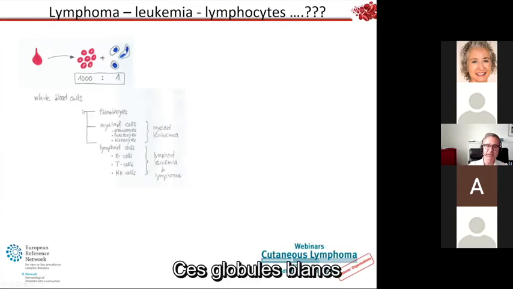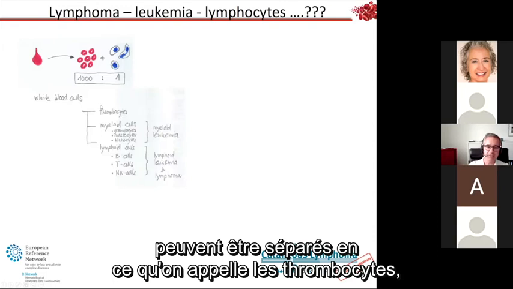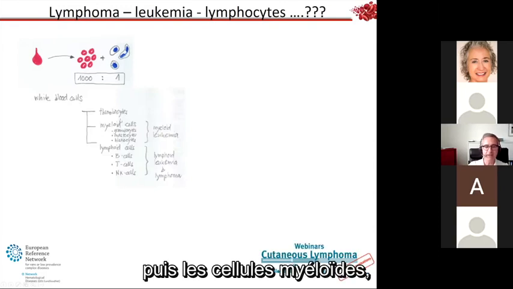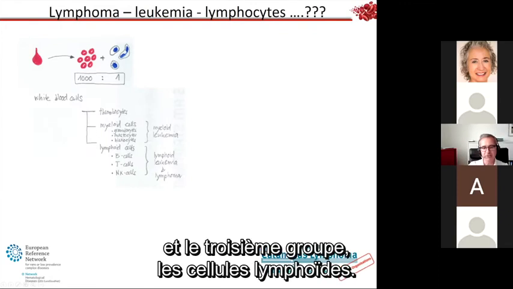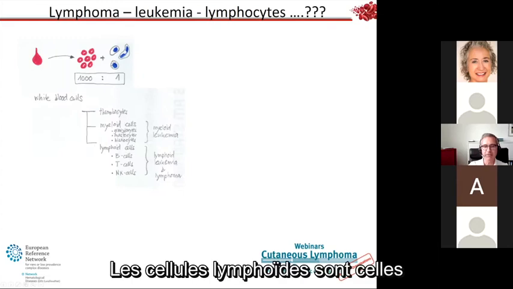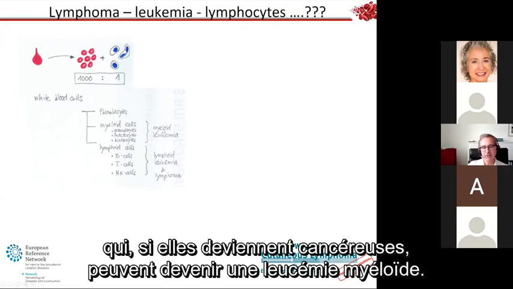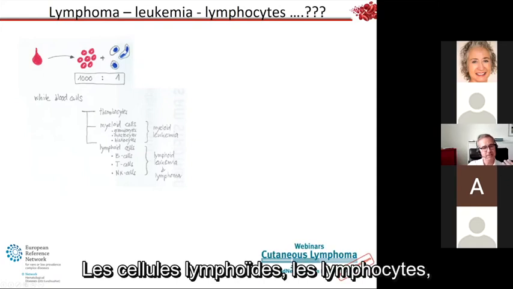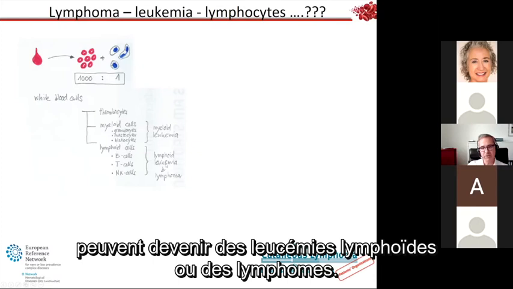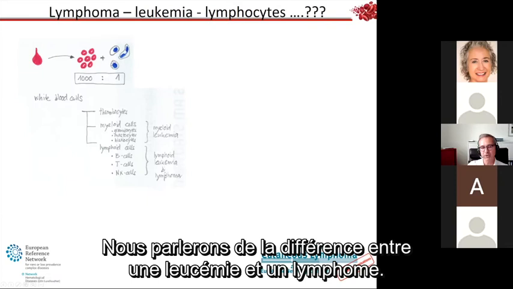So the white blood cells can be separated into thrombocytes, the myeloid cells, and a third group, the lymphoid cells. And the myeloid cells are the ones that, if they become cancerous, can turn into so-called myeloid leukemia. And the lymphoid cells, the lymphocytes, can become either lymphoid leukemia or lymphoma. We will talk about the difference between leukemia and lymphoma.